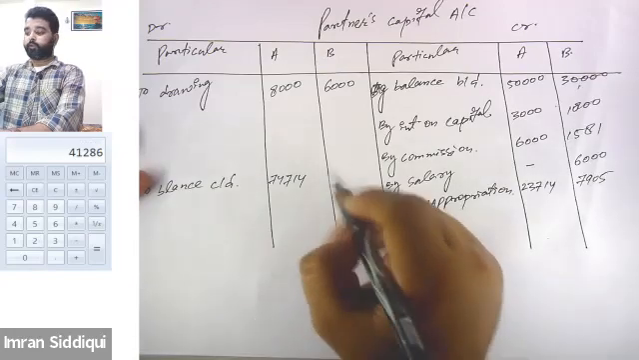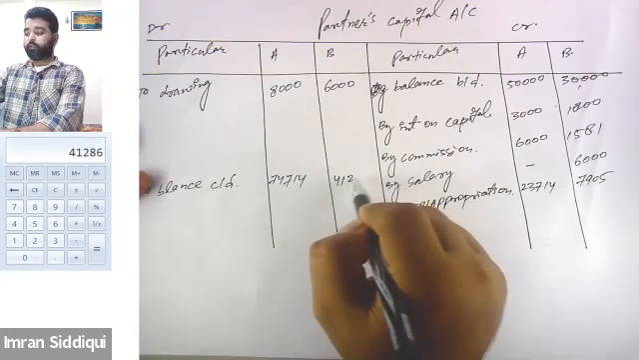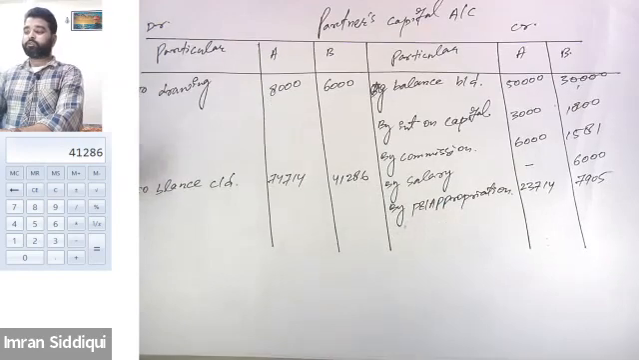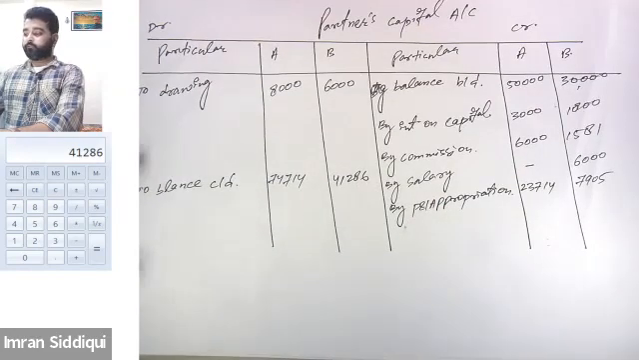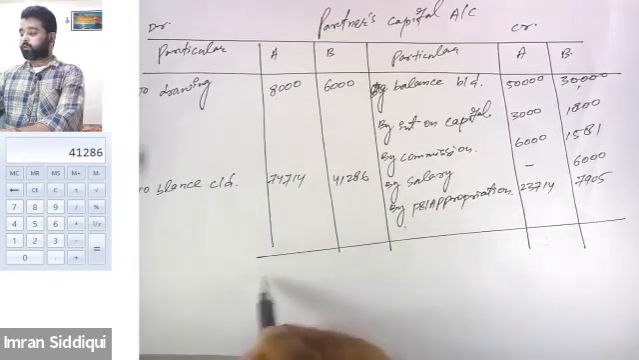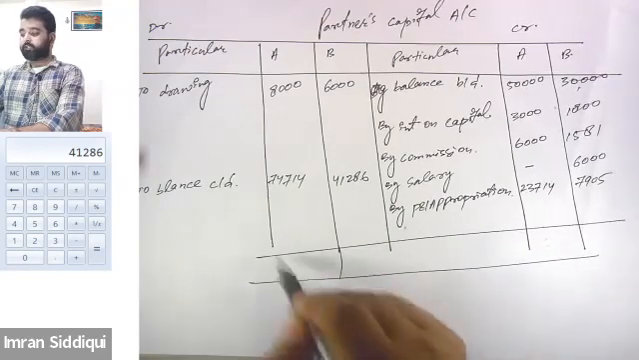So 41286 will be the closing balance for Mr. B. This is it, guys. Now all we need to do is tally both the sides.